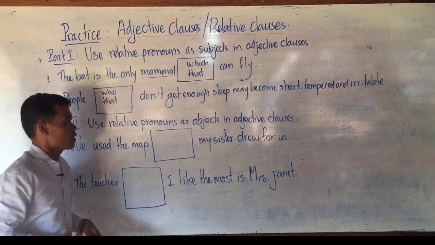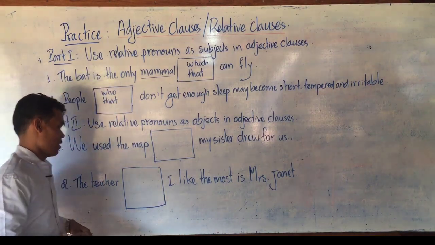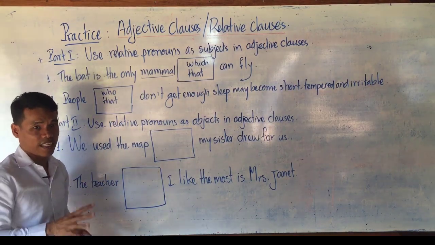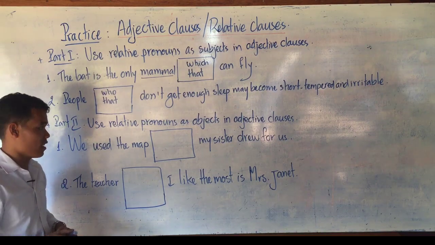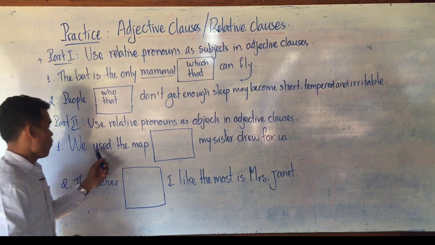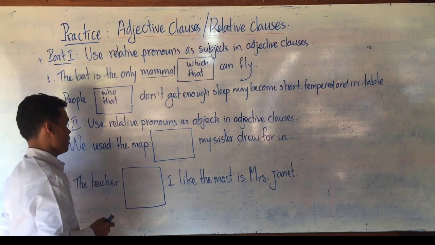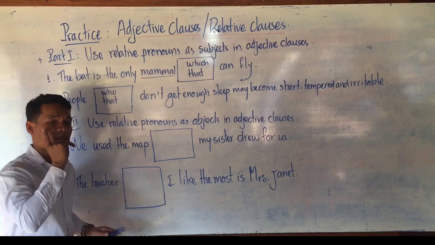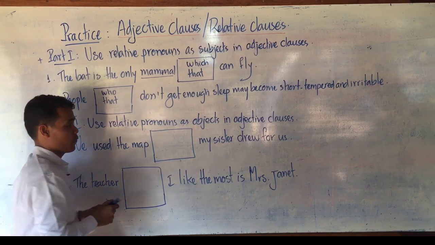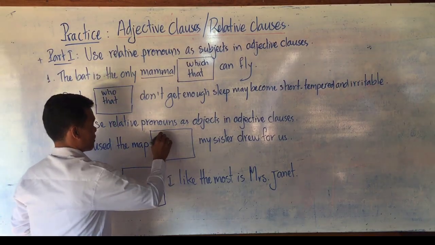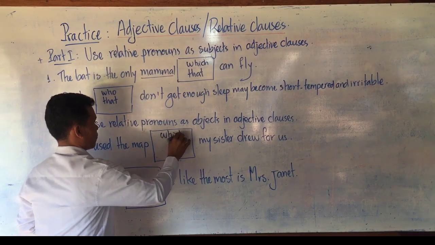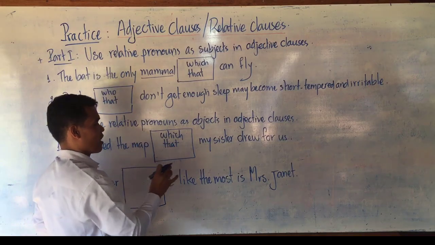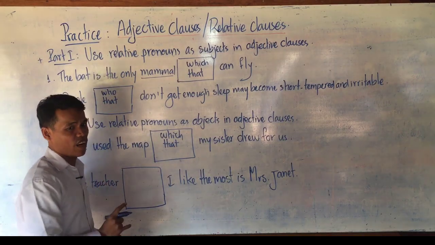Part 2, use relative pronoun as object in adjective clauses. In this practice we refer to defining relative clauses only, not non-defining relative clauses at all. So how about object? What is the antecedent or head noun? It is map. Map is a thing. So when you see that map is a thing, you remember the first choice as the object here is which. Can I use that? That's okay.